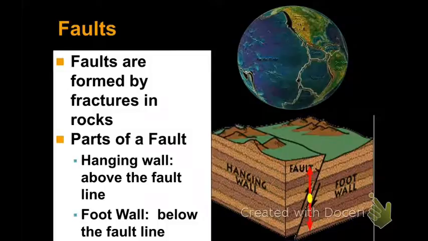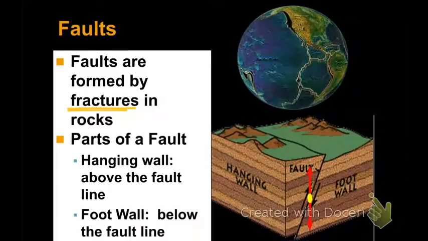So what is a fault? A fault is simply a fracture that is formed within a rock. And we're looking at the rock that is within the earth. So a fault is a fracture. There are two parts of a fault. You have a hanging wall and a foot wall. So the hanging wall is above the fault line, while the foot wall is below the fault line. And I'll show you that in just a second.